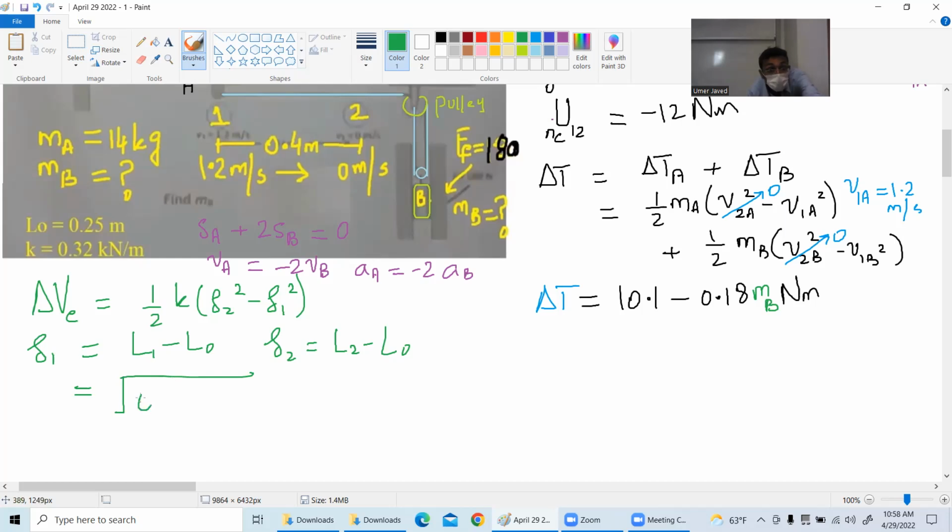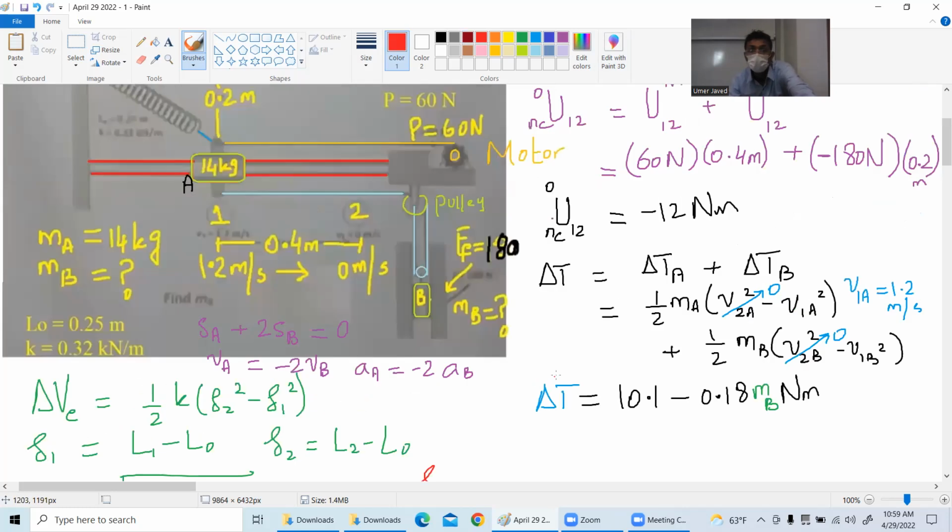0.3 square plus 0.2 square. Thank you. And then I will minus 0.25, which is the unstretched length. Why don't you focus here, everyone? Yeah, this one. 0.25. So I will get an answer of 0.111 meter, as one of the students indicated. Now, last but not least, hang in there with me, please. Delta 2 will be L2 minus L naught. Now this is tricky, right?